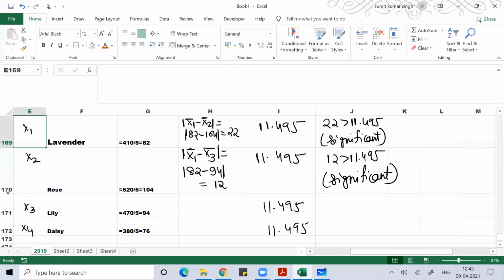Then here x1, x2 I did, then x1, x3 I did. Similarly, I can do x1 and x4. X1 is 82 and x4 is 76. 82 minus 76 is what? 6. Yeah, 6 is less than 11.495. Not significant.